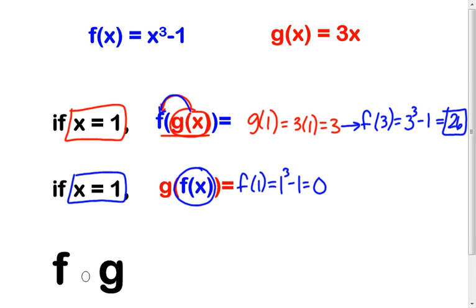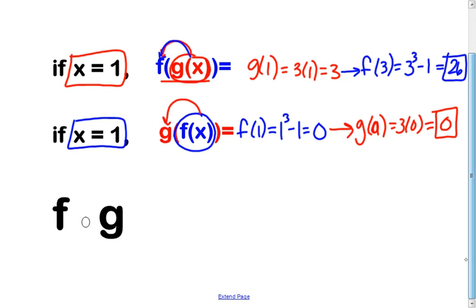Okay, then I'm going to take that output and put it into G's equation. So then I have to find G of 1, or G of 0, sorry. My output was 0, so it would be 3 times 0, which of course is 0.